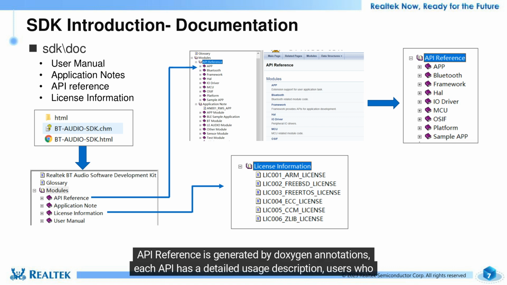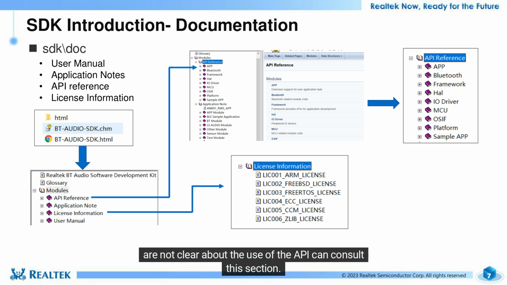API reference is generated by Doxygen annotations. Each API has a detailed usage description. Users who are not clear about the use of the API can consult this section.